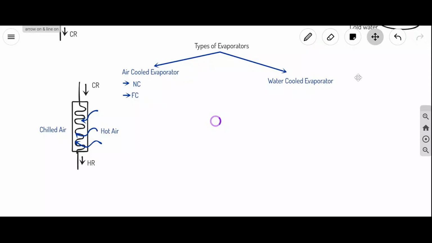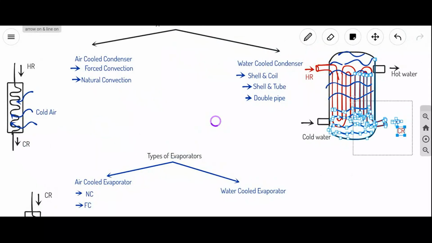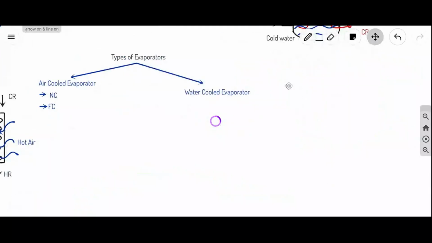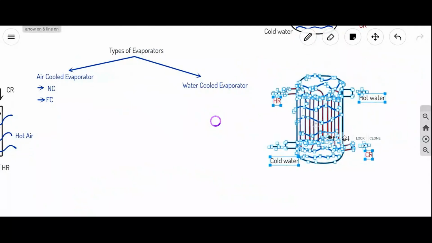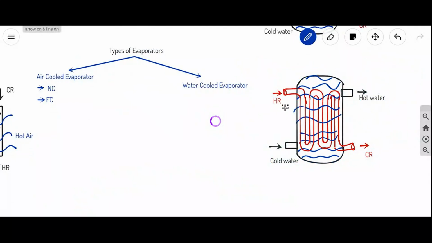Coming to the evaporator, same, water cooled evaporator. In the water cooled evaporator, we supply chilled refrigerant and we supply hot water. Hot means with respect to the refrigerant temperature, the water temperature is high. That's it. So you'll get chilled water out.